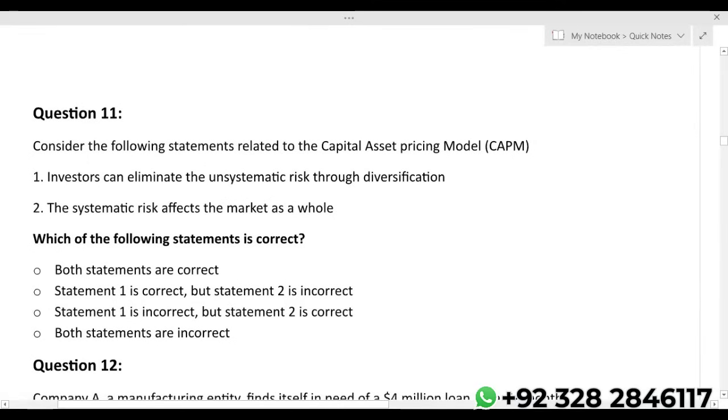Consider the following statements related to capital asset pricing model. Investors can eliminate the unsystematic risk through diversification. Can I say true? In fact, in capital asset pricing model, we do make an assumption that investor is having a well-diversified portfolio of investment. Due to that, unsystematic risk is zero. The systematic risk affects the market as a whole. Yes. Basically, systematic risk is the risk which an entire market faces, we cannot diversify that. So both the statements are correct.